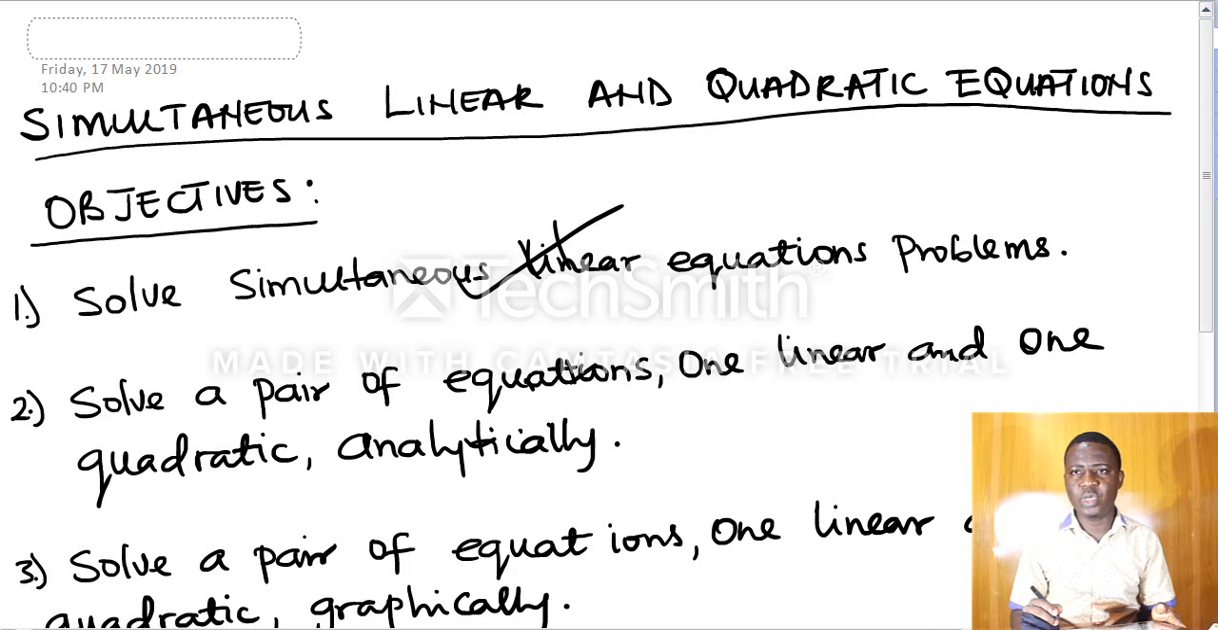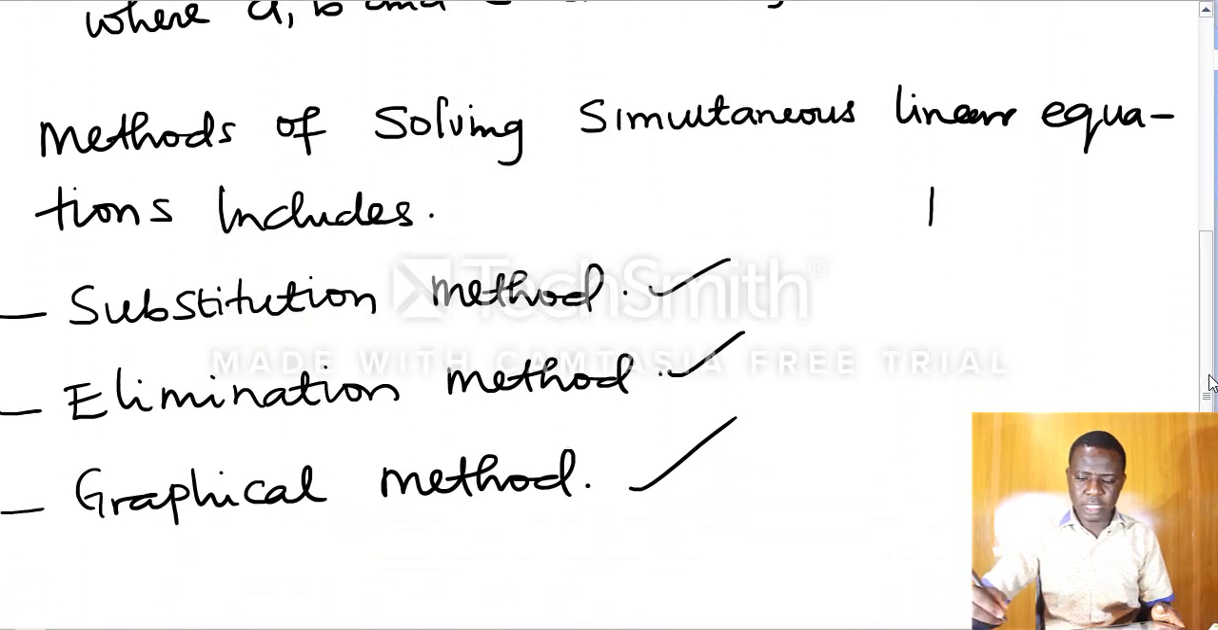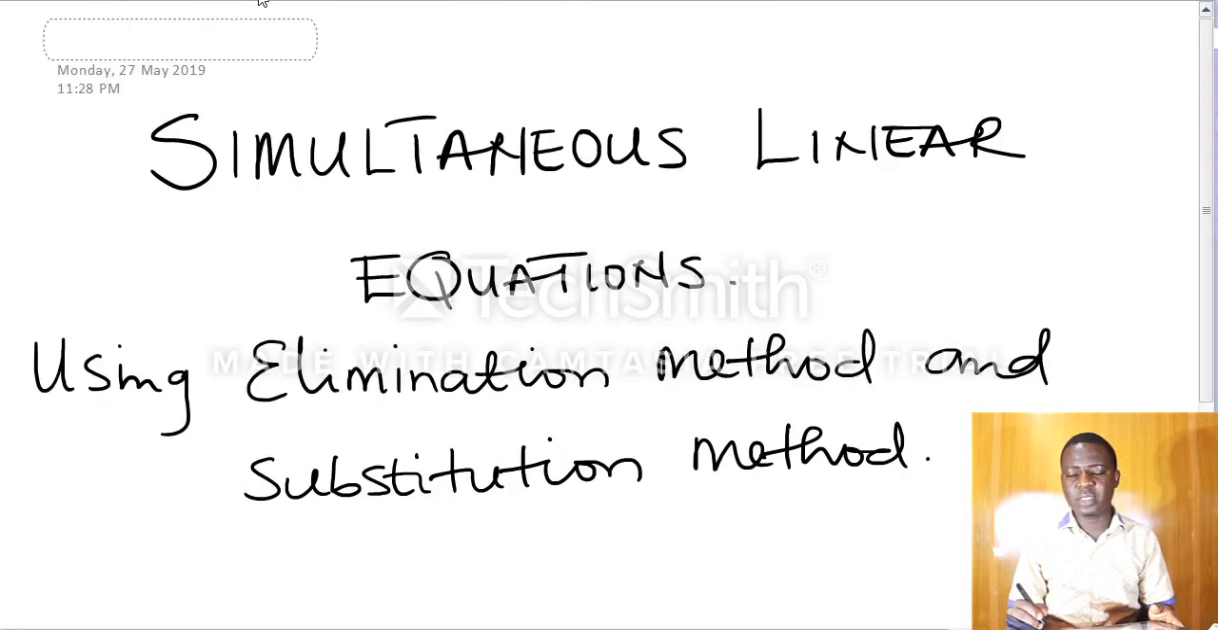Today's class is a continuation of our previous classes on simultaneous linear and quadratic equations. In our previous class, we were able to solve simultaneous linear equations problems, where I did explain to you that we have three methods of solving that: the substitution method, the elimination method, and the graphical method. In today's class, we are going to be solving simultaneous linear equations using the elimination method and substitution method respectively.